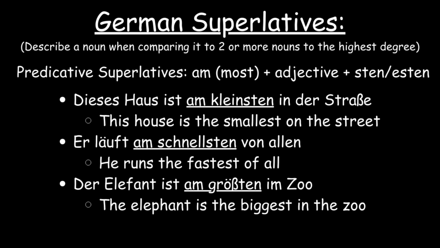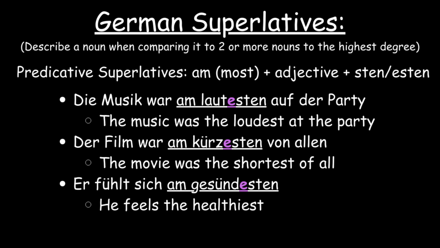Some examples are: Dieses Haus ist am kleinsten in der Straße. Läuft am schnellsten von allen. Der Elefant ist am größten im Zoo. Now, some examples with -esten. Die Musik war am lautesten auf der Party. Der Film war am kürzesten von allen. Fühlt sich am gesündesten. All of these superlatives end in -esten because their preceding letters force a better pronunciation.